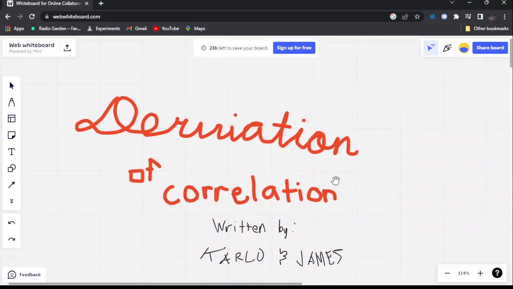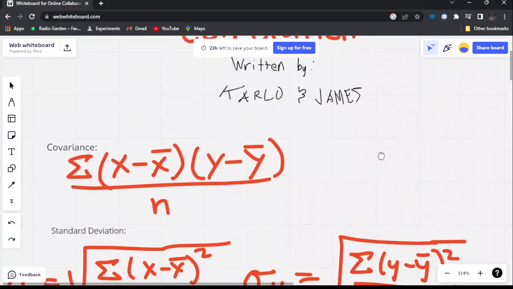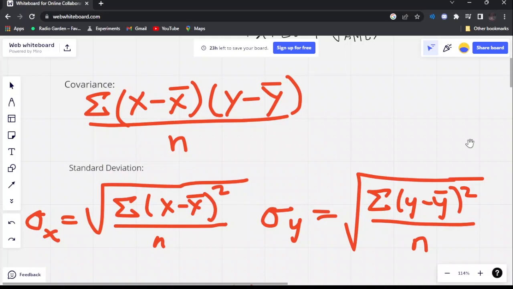The derivation of the formula in getting the correlation, written by Carlo and yours truly. So, first and foremost, the correlation formula that we are going to use is the Pearson product moment correlation. Okay, let's start. The Pearson product moment formula originated from two formulas.